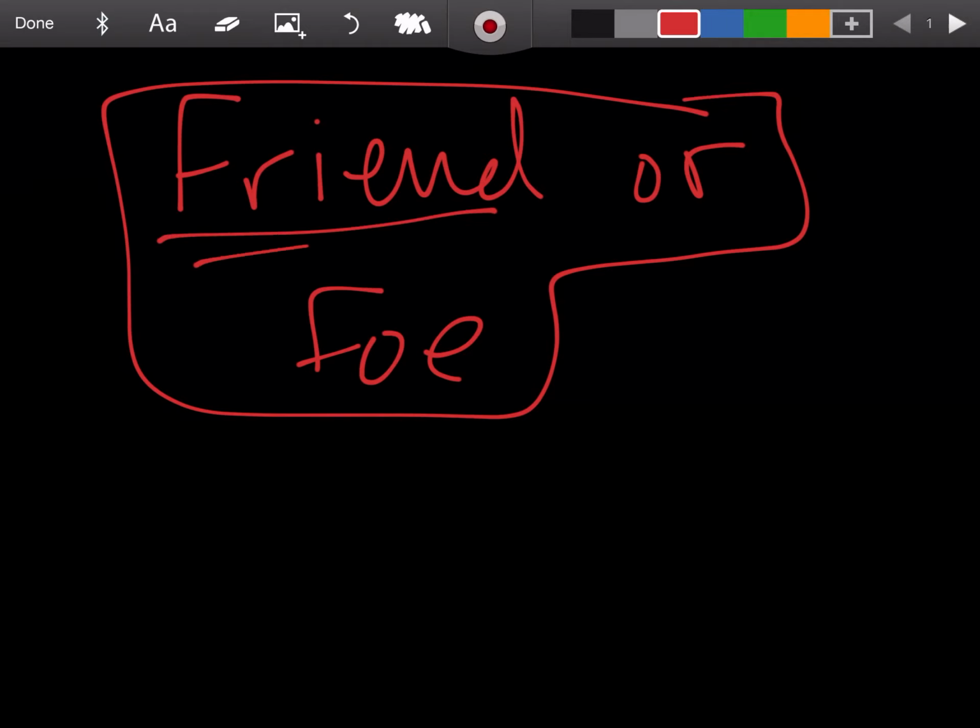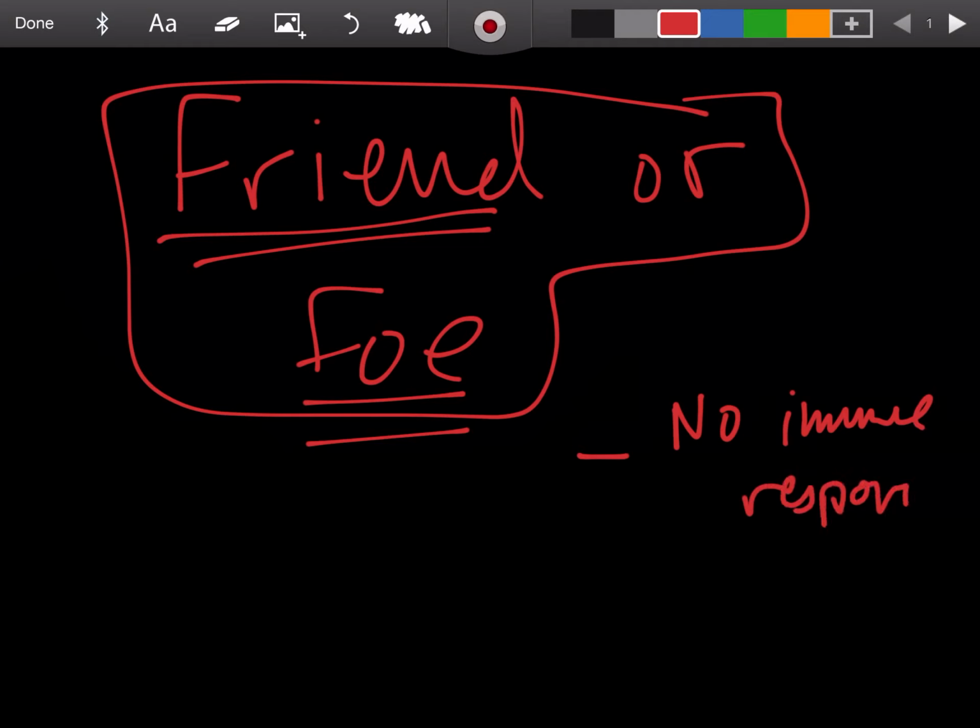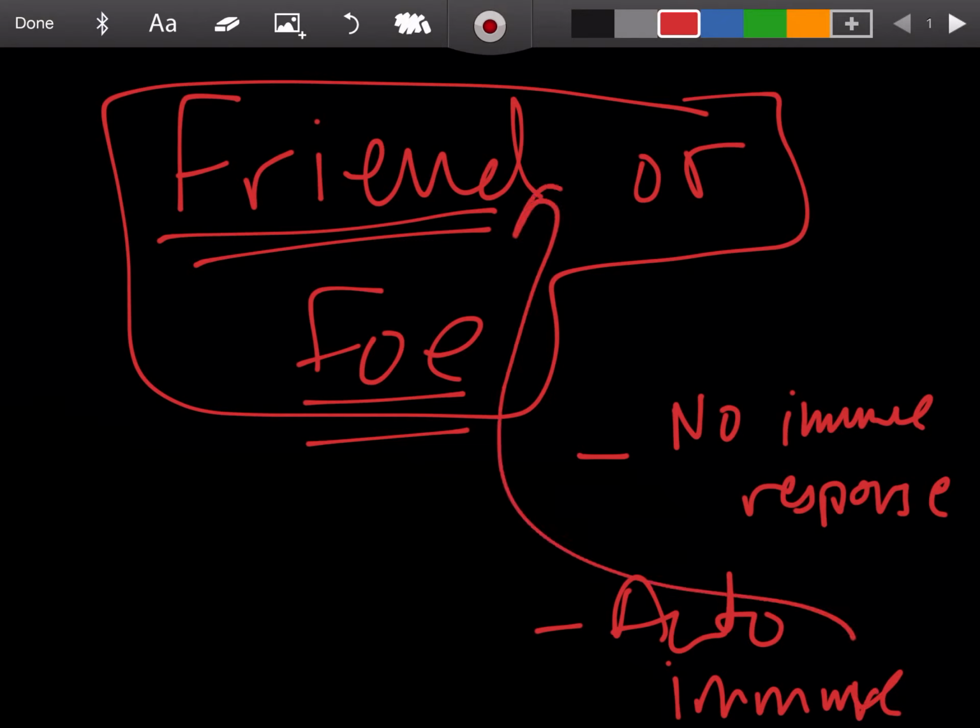So this turns out to be a very difficult task to do, and this is why you have problems with this. When this goes bad, you have stuff like no immune response, which would kill you. Or you'd have stuff like autoimmune diseases, which is overly active, and it's your immune system misunderstanding the friend part and thinking that it's a foe or an enemy. Okay?